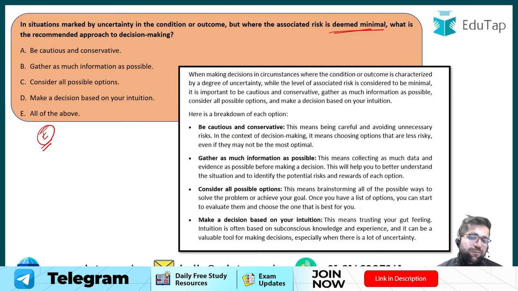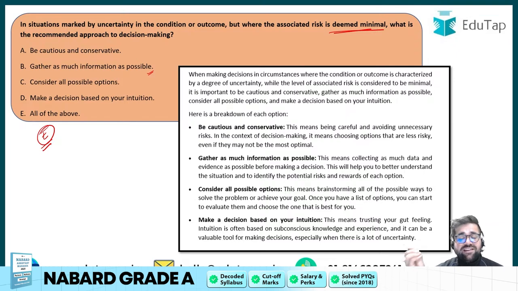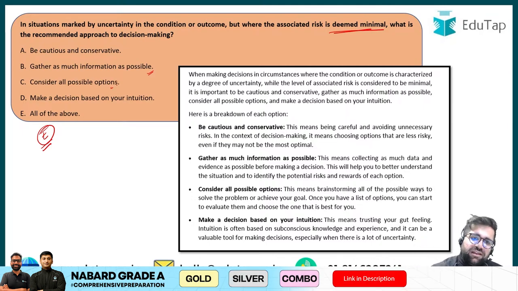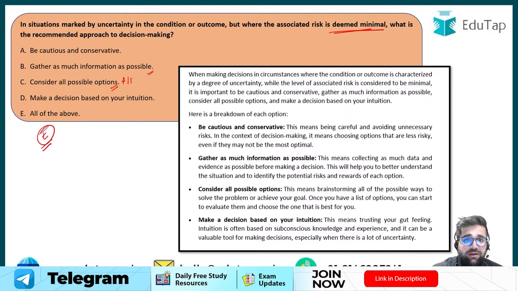Gather as much information as possible. Again, this is also logically incorrect, because if risk is existing in your course of action, definitely you will try to collect as much information as possible so that you can reduce that particular risk. Considered all possible options. Sometimes it is visible that there are three options. In option B, risk is more. In option C, risk is less. In option A, again risk is more. So I will consider option C.